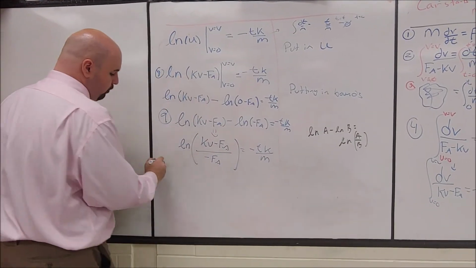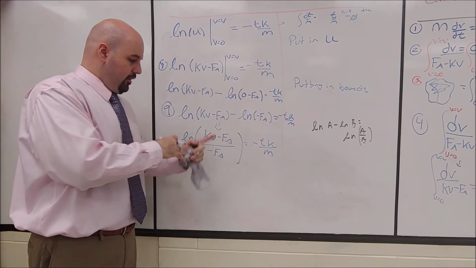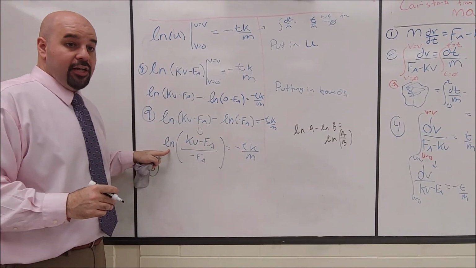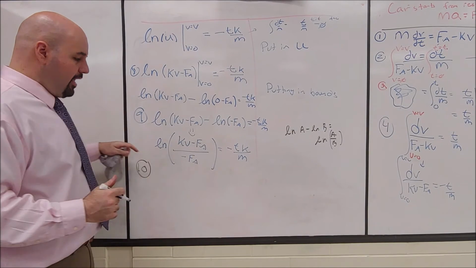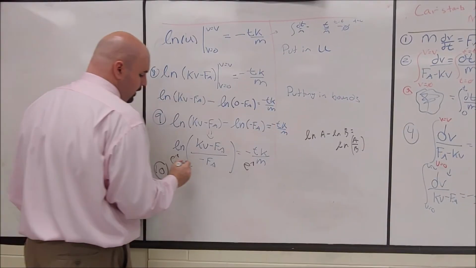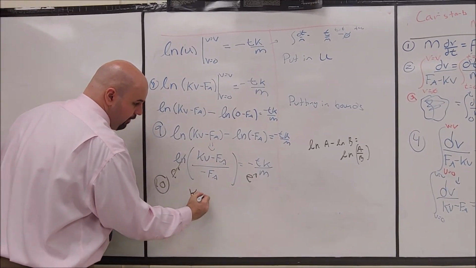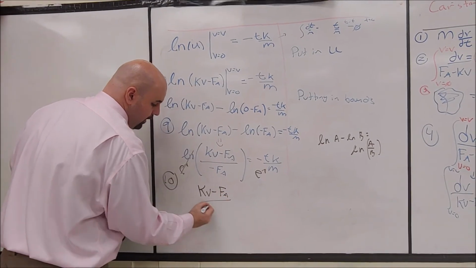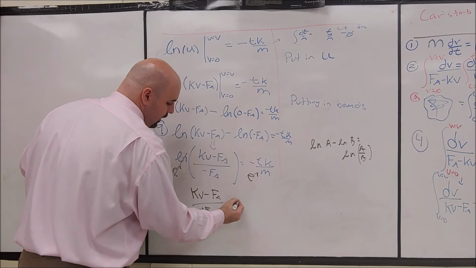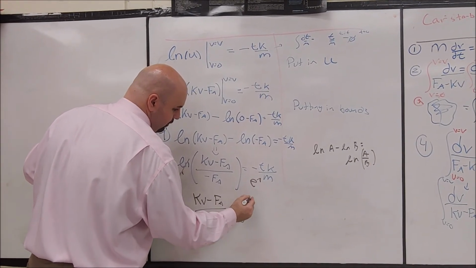And finally, number 10. Our original goal was to get v's on one side and t's on the other. We're almost there. Now, how do you get rid of natural log? E. We're going to do e to both sides. And these two are going to cancel out, leaving just what's inside: kv minus FA over negative FA. But over here, there's no natural log to cancel out, so this becomes e to this power.